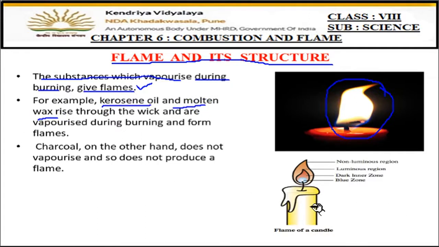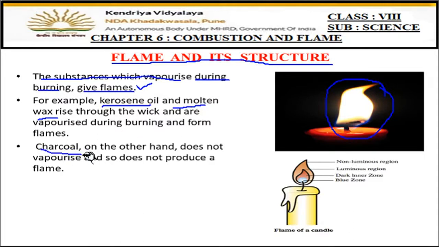Now for example, kerosene oil and molten wax. Okay, you can see the candles. There is a wick in the center, from which the wax goes up and it burns. Kerosene oil lamps also you have seen. In the kerosene oil lamps, there is kerosene filled and there is a wick in the center, the thread which is carrying the kerosene up to the top part, and then the kerosene oil vaporizes. When we bring the matchstick near it, it vaporizes and it catches fire and shows the flame. So anything which can vaporize on heating or on burning gives the flame. Examples of the materials which give the flame are kerosene oil and molten wax.